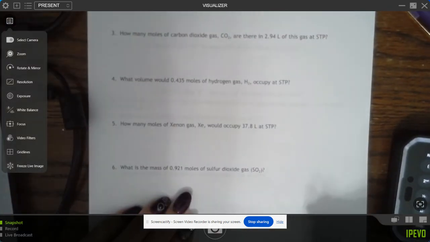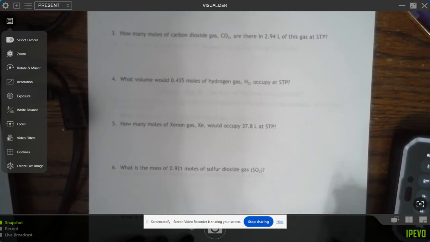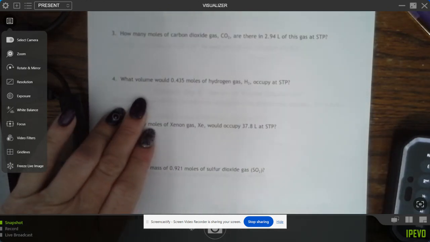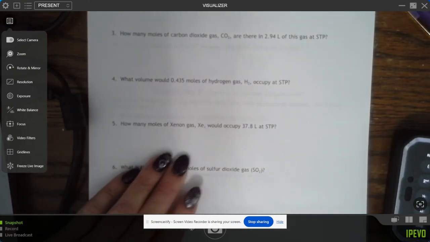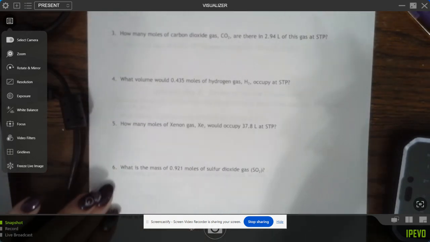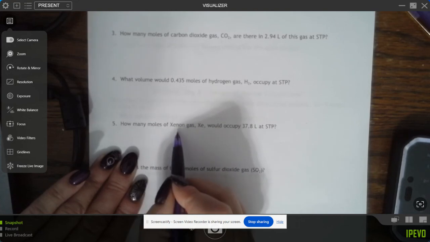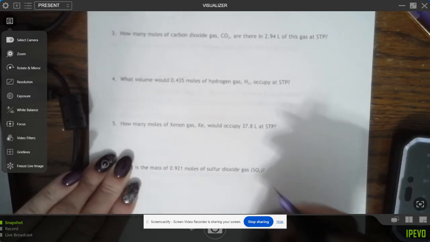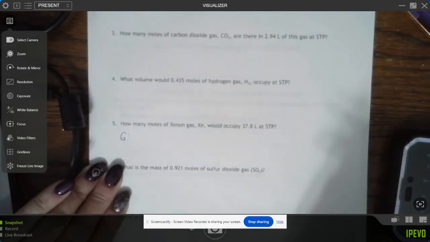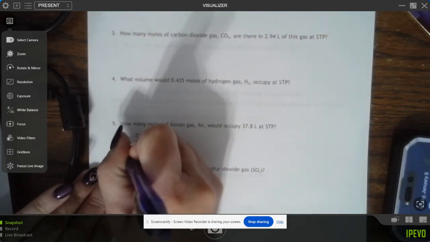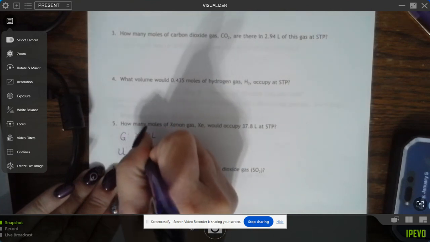Let's see. What volume? I guess these are all pretty much just one step mole conversions. They are. Okay, so we're just going to pick number 5. How many moles of xenon gas would occupy 37.8 liters at STP? Okay, so my given is 37.8 liters. My unknown is moles.